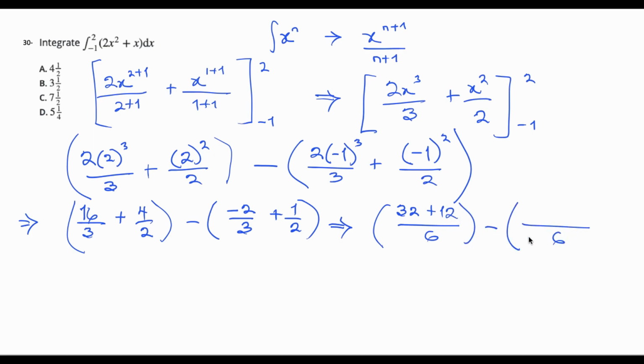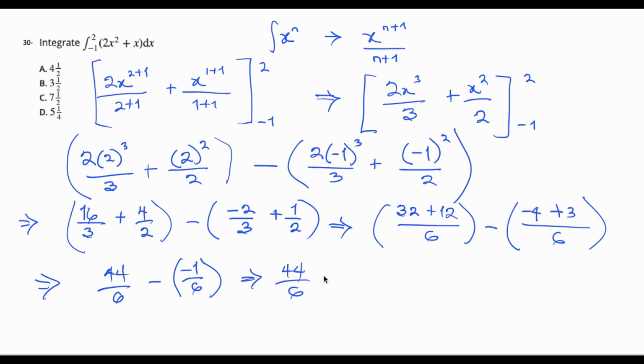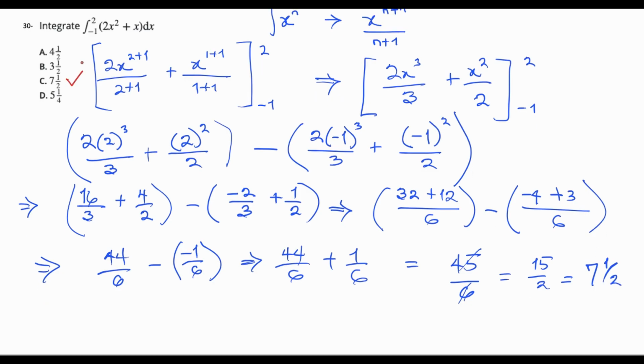Minus, we also have an LCM of 6 here. So 6 divided by 3 is 2. 2 times minus 2 is minus 4. 6 divided by 2, 3. 3 times 1 is plus 3. So here we have 44 over 6 minus minus 1 over 6. And that's 44 over 6 plus 1 over 6. Obviously, this is 45 over 6. If you reduce the fraction by 3, you have 15 over 2, which is the same as 7.5. So our answer here is C.